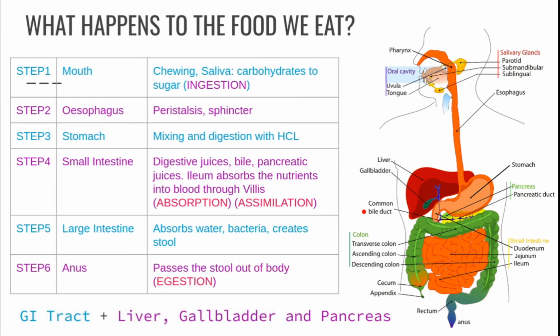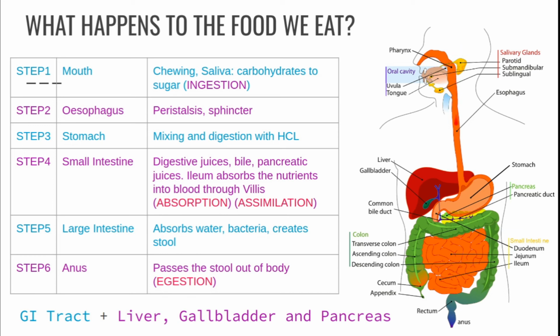Now let's have a look at it again once more, because this is a complex mechanism. So the first step is that the food is taken in from the mouth, where it is chewed by the teeth and saliva is mixed so that the carbohydrates are converted to sugar, and the food is made slippery and smooth so that it can pass through the esophagus.